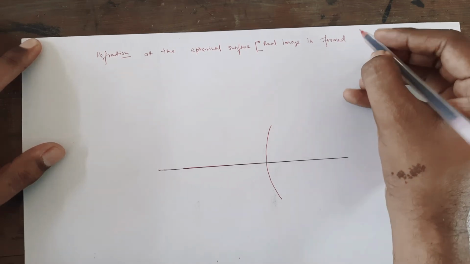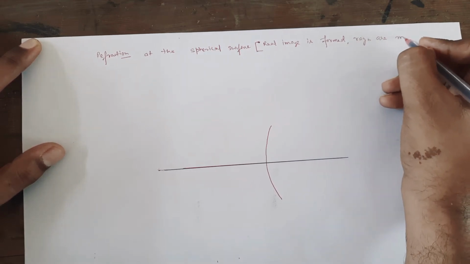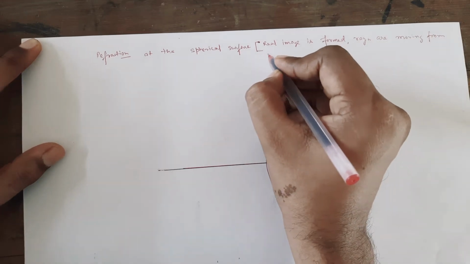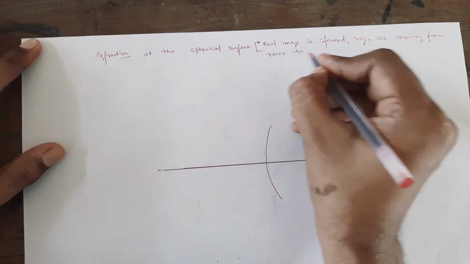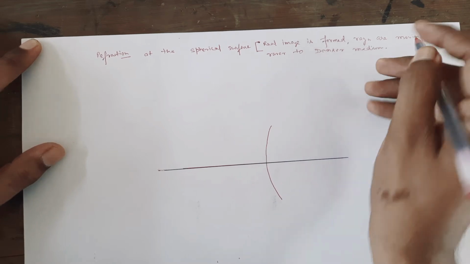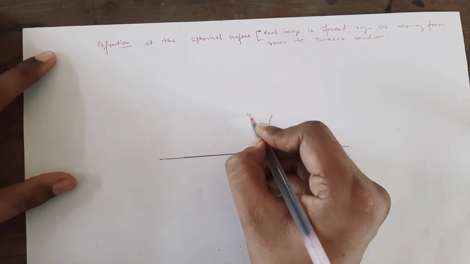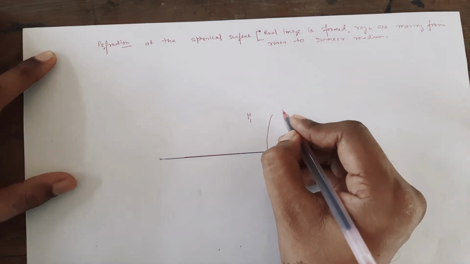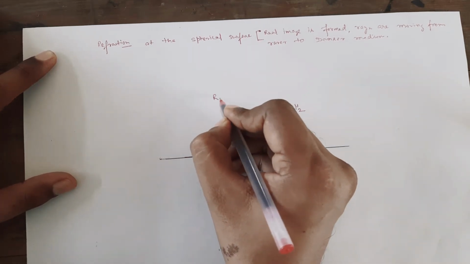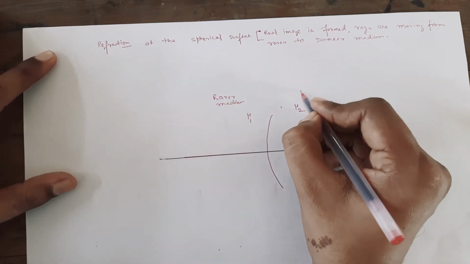So real image is formed, and also we have assumed that rays are moving from rarer to denser medium. Okay, so let us suppose this one has a refracting index of mu1 and this one has a refracting index of mu2. Okay, and of course let us suppose the left one is the rarer medium and this one is the denser medium.